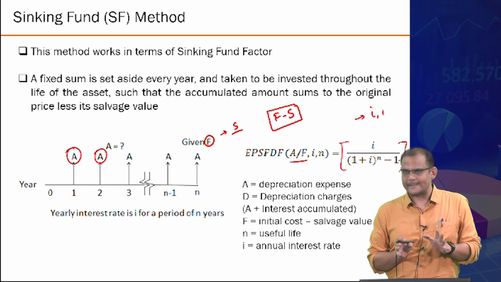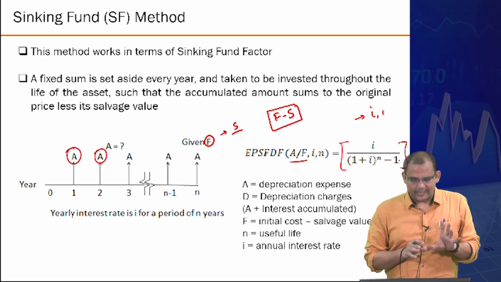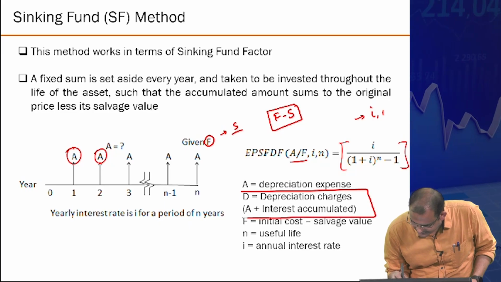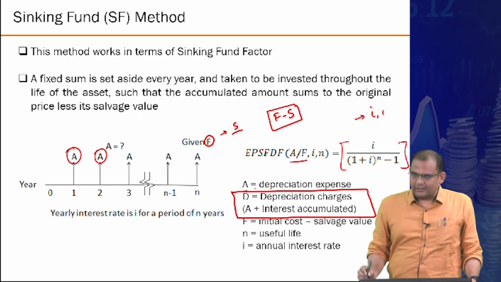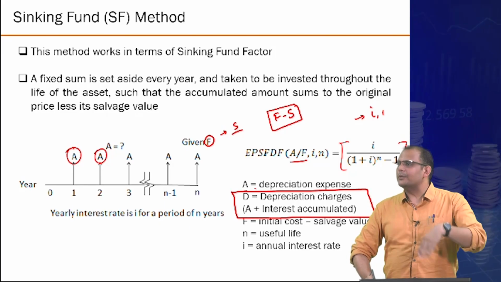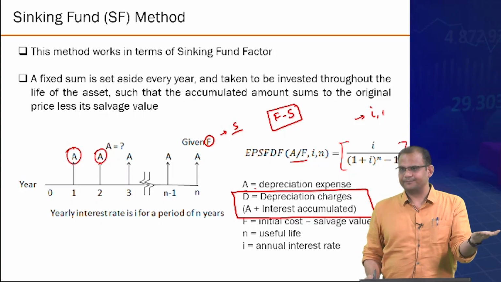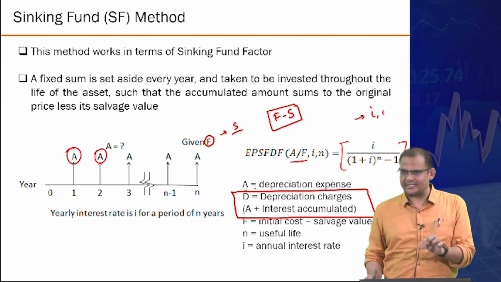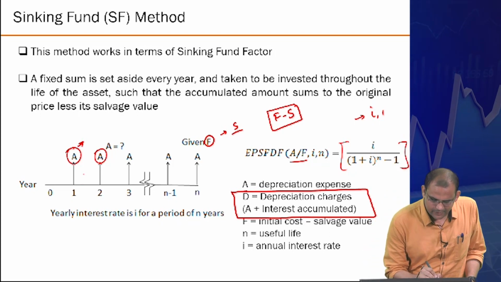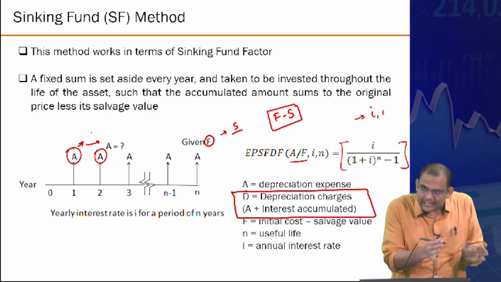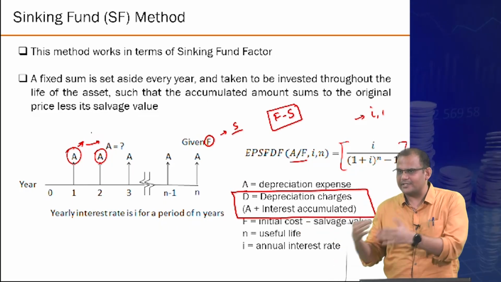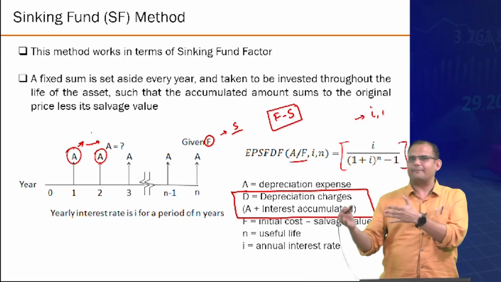Okay? With me? In this particular case, the actual depreciation charge A is the amount that you as a company are keeping aside, but the actual asset is depreciating slightly faster, which is not only the A amount plus the interest that A generates. The asset is actually depreciating that much, then only you will finally reach the F minus S value.